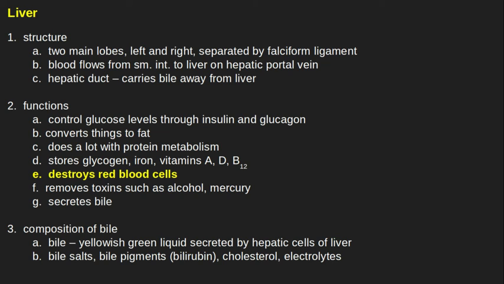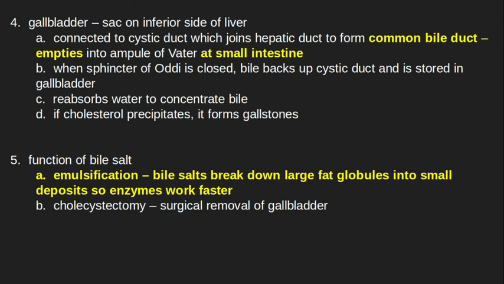As far as bile, it's a yellowish green liquid. And we can have bile salts, bile pigments, cholesterol, and electrolytes in that as well. Your gallbladder is a little sac on the inferior side of the liver. It's connected to a cystic duct, which joins the hepatic duct to form the common bile duct, which helps empty into the small intestine.